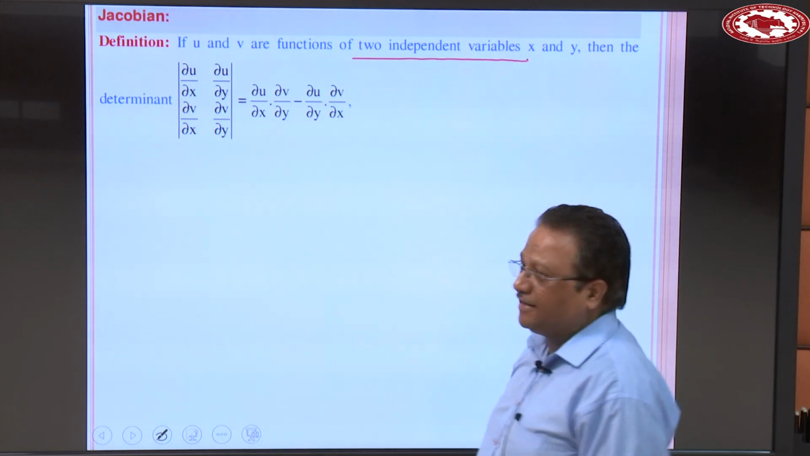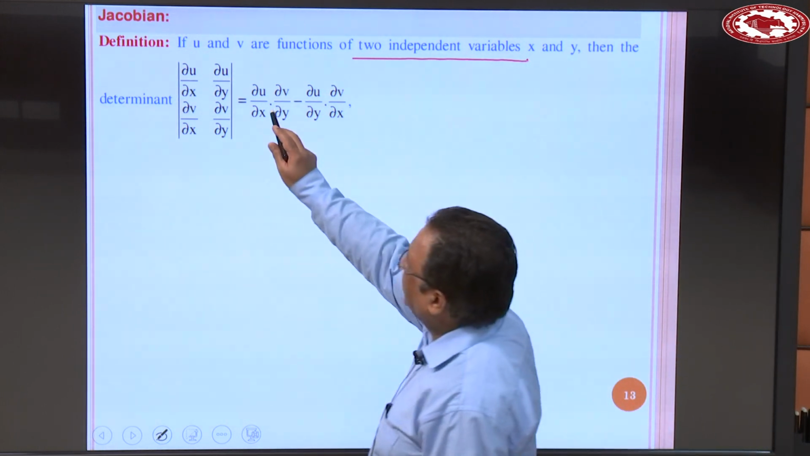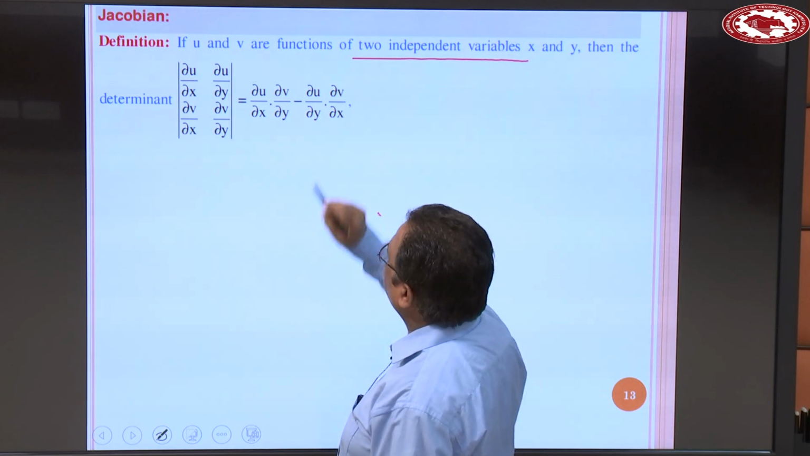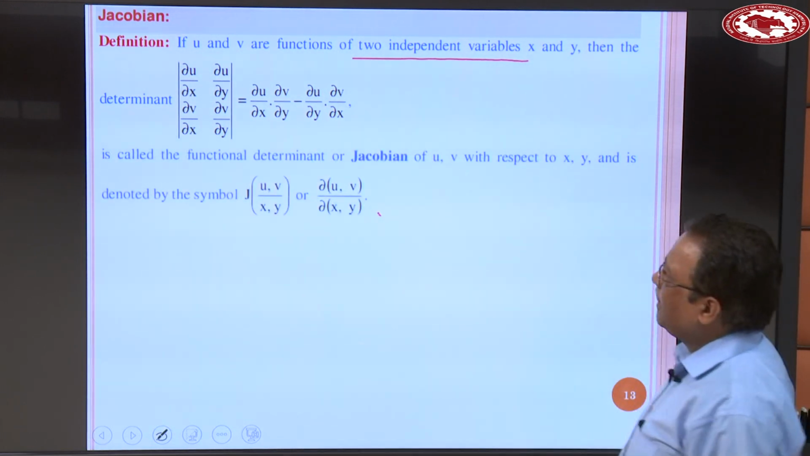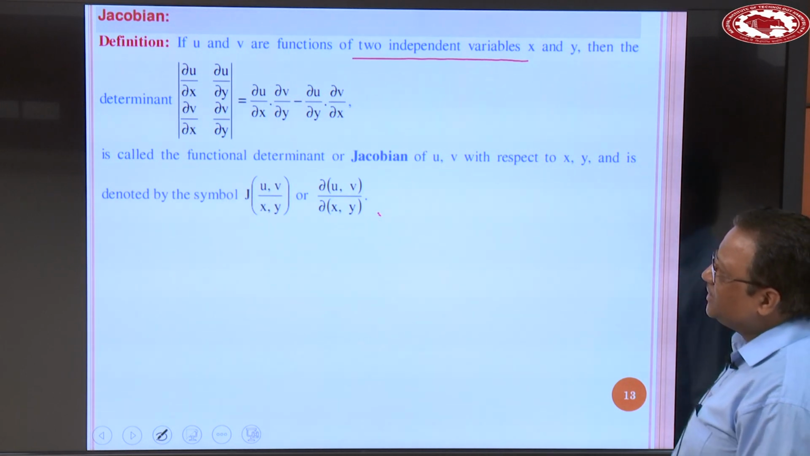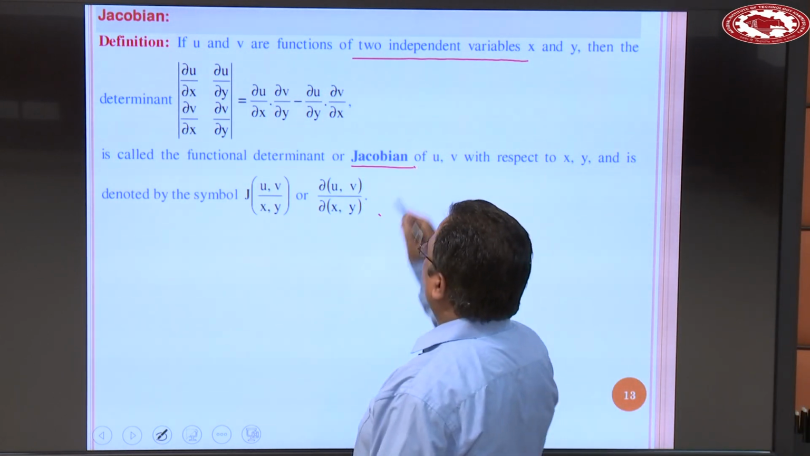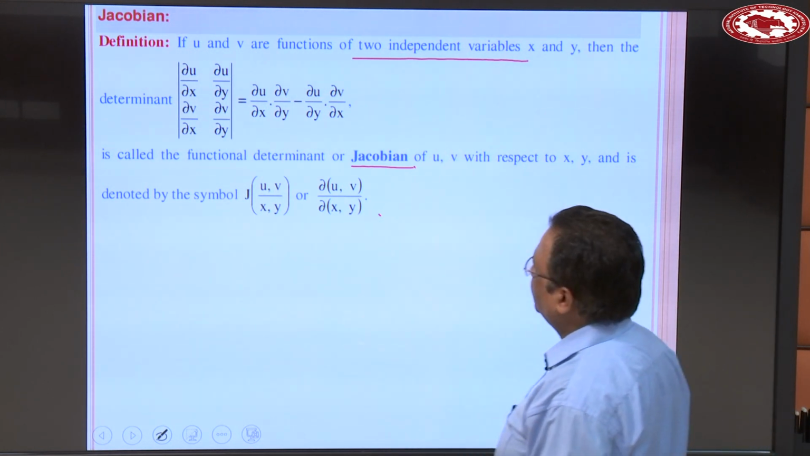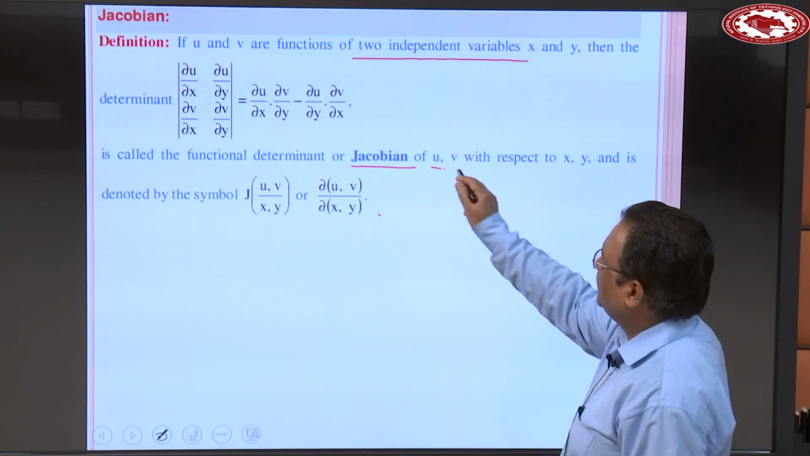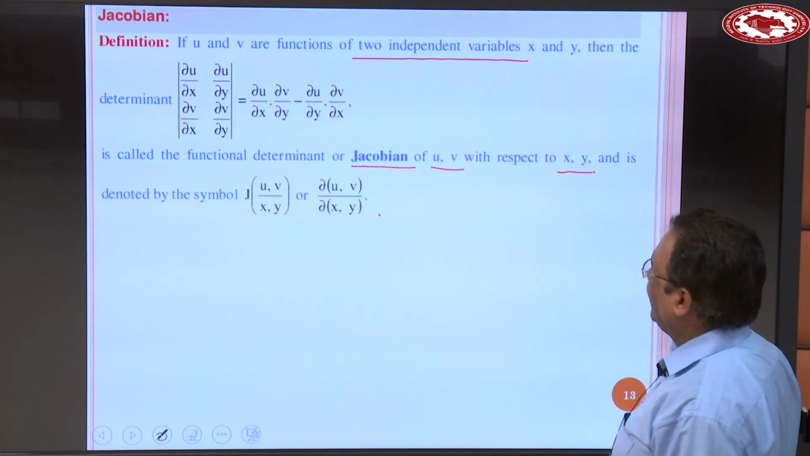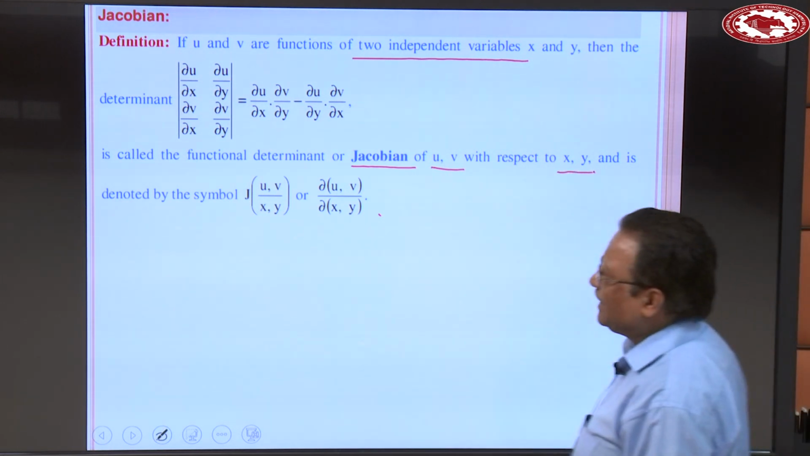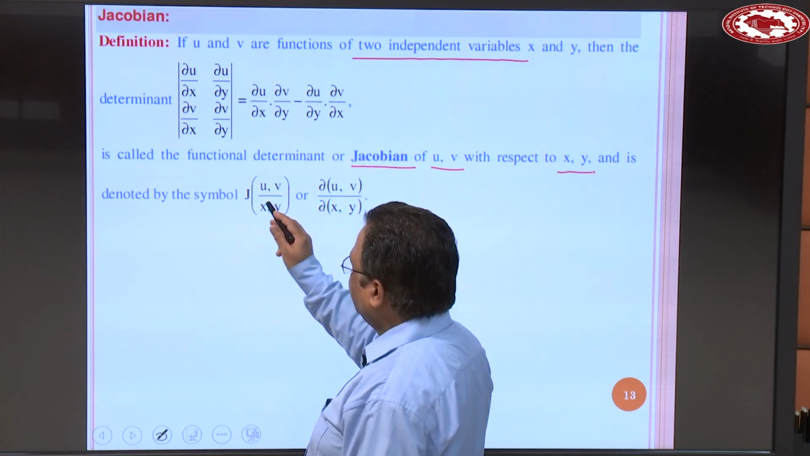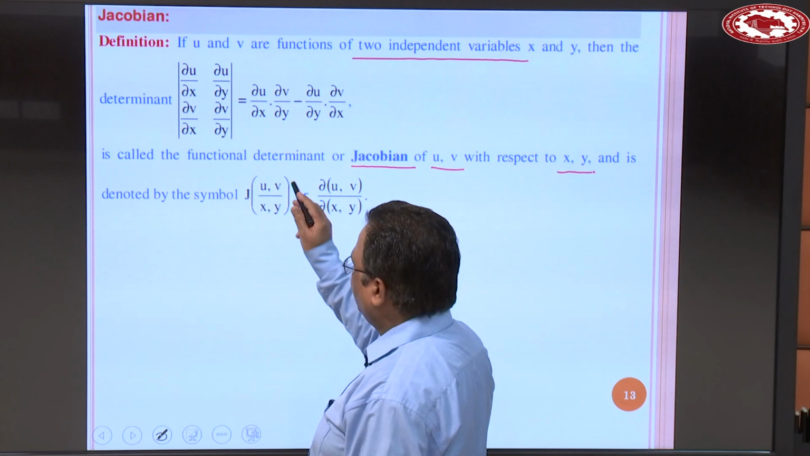When you solve this determinant, we get ∂u/∂x ∂v/∂y minus ∂u/∂y ∂v/∂x. This is called the functional determinant or Jacobian of u and v with respect to x, y, and is denoted by the symbol J(u, v / x, y).